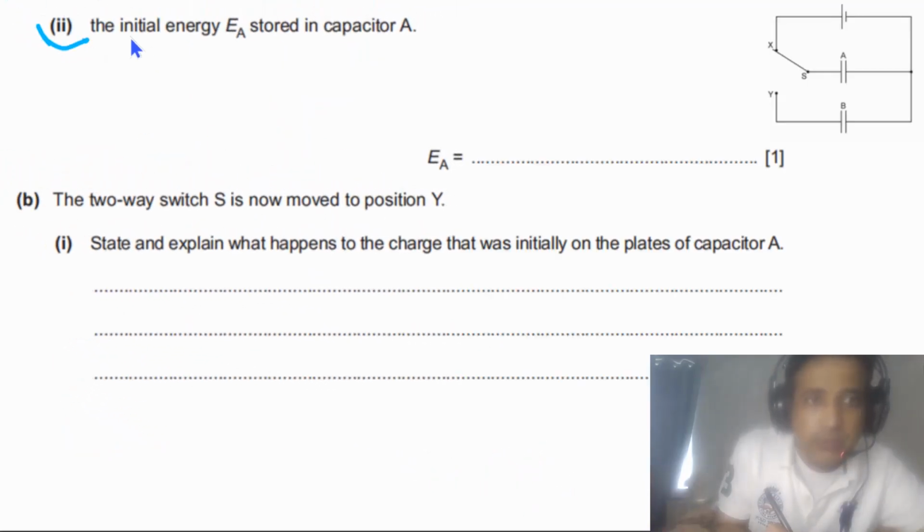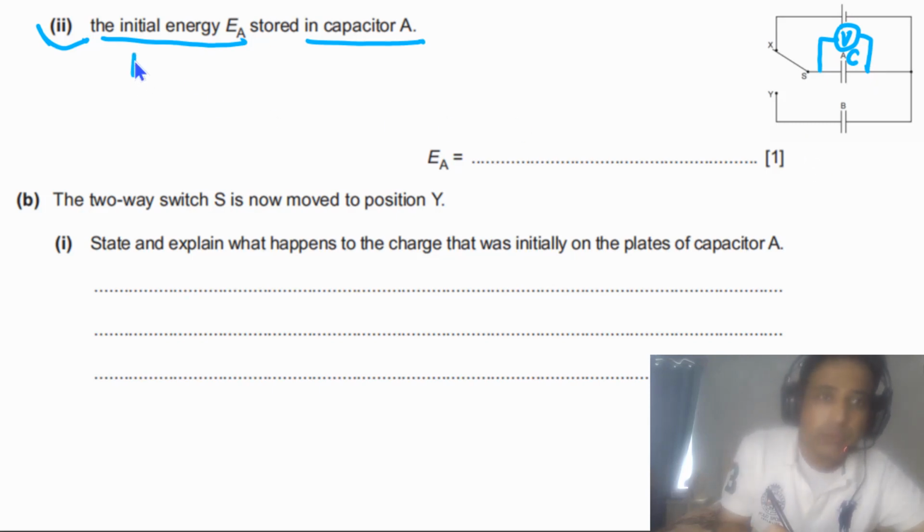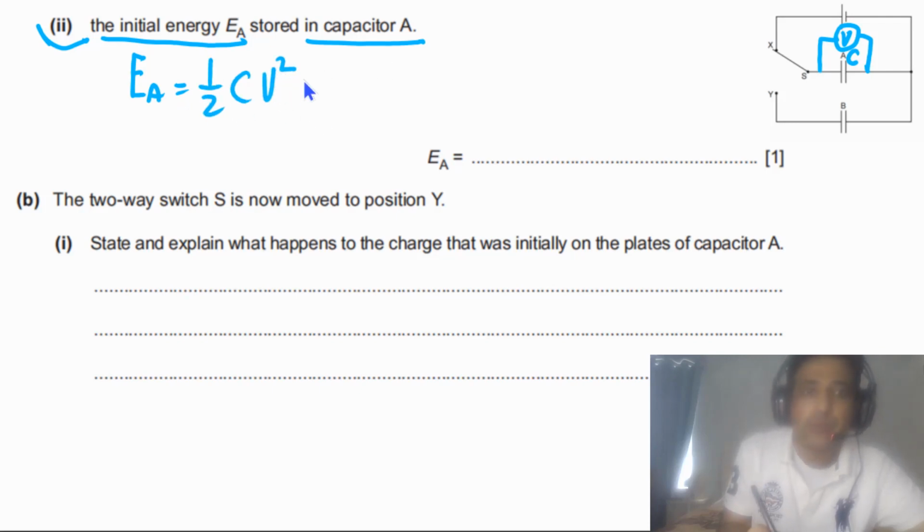For the second part, we need to write down the expression for initial energy stored in capacitor A. For this capacitor, we have already discussed that the PD across this one is equal to V, and the capacitance of this capacitor is capital C. So the energy stored in capacitor A, EA, simply will be equal to 1/2 CV square. If you have written this one, you will get 1 mark, and this question has only 1 answer mark.